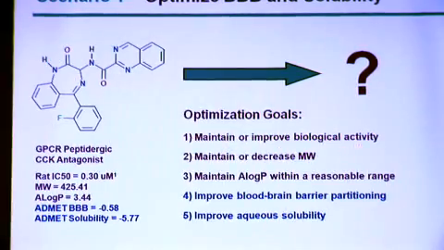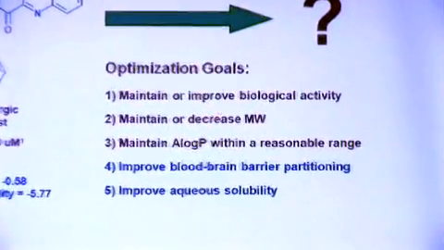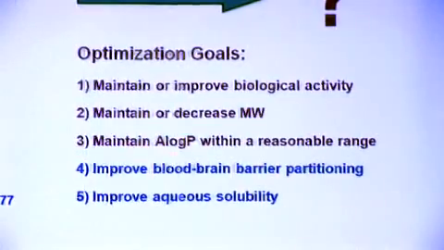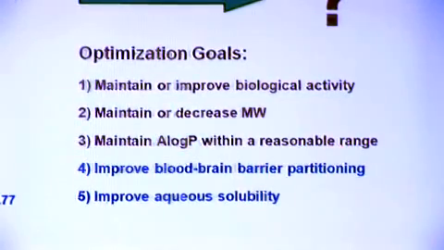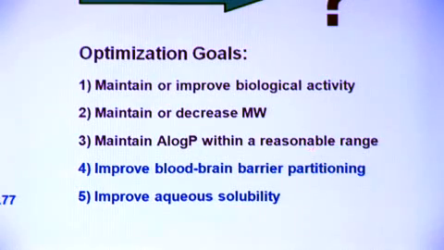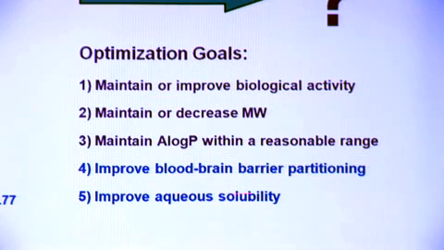So if we were to take a compound like this that might be a lead in some optimization program, we'd like to try to simultaneously optimize a number of properties all at once and do it as quickly as possible. So we want to maintain or improve the biological activity. We'd like to maintain or decrease molecular weight. We'd like to maintain A log P within some reasonable range. We don't want extremely hydrophobic molecules. And we certainly want to improve this blood-brain barrier partitioning. We'd also like to try and improve solubility.